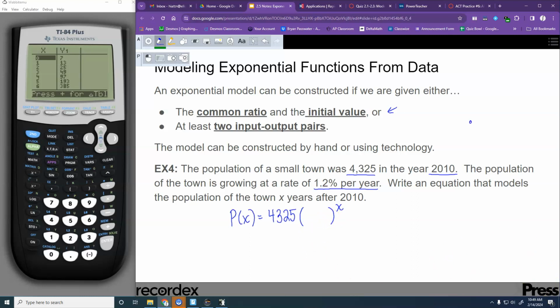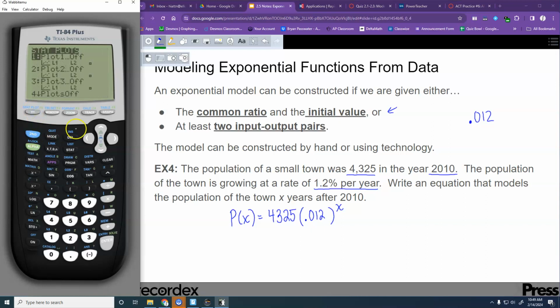Close. It's part of it, 0.012. However, okay, if we use what Lucas said, which is just changing this to a decimal, right? If I type that into the calculator, 4,325 times 0.012 to the X power, and I go to the table, my population goes from 4,325 to 51.9 to 0.6228. Is that growing?